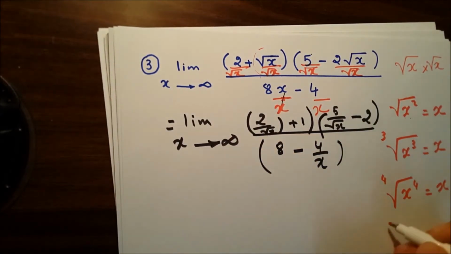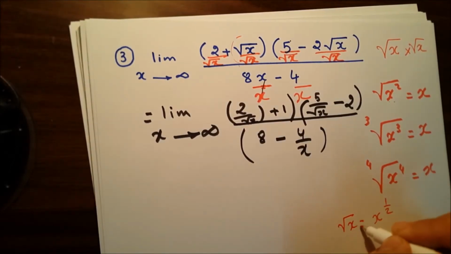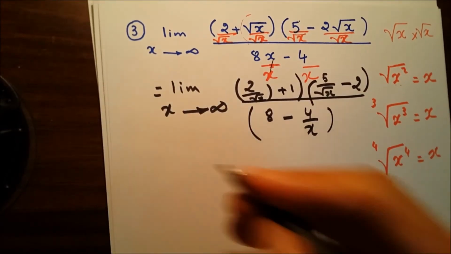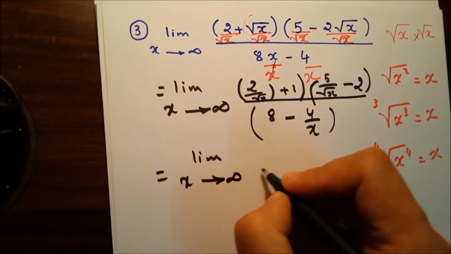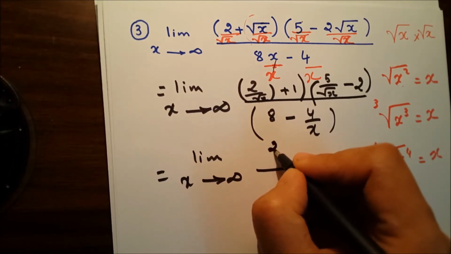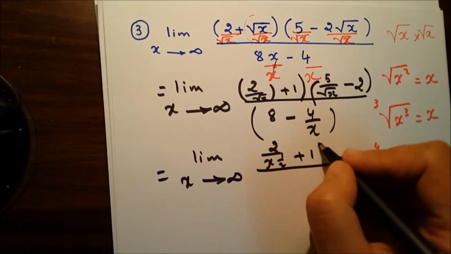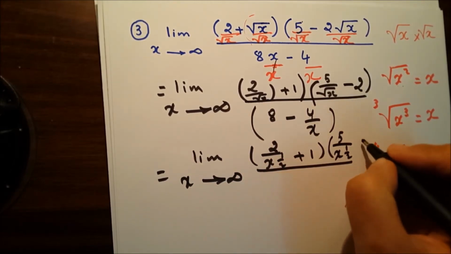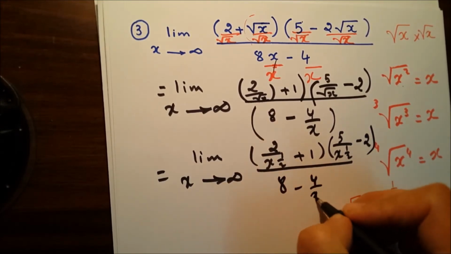Square root x means x to the power 1 over 2. So this is equal to limit as x tends to infinity of 2 over x to the power 1 over 2 plus 1 and times 5 over x to the power 1 over 2 and minus 2, and down it's 8 minus 4 over x.